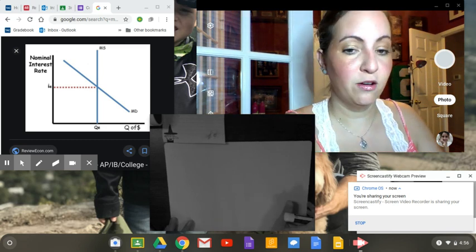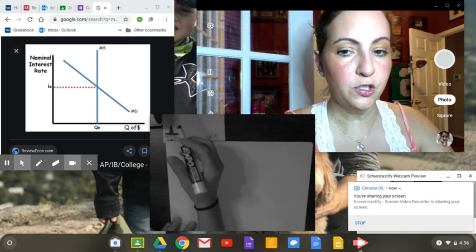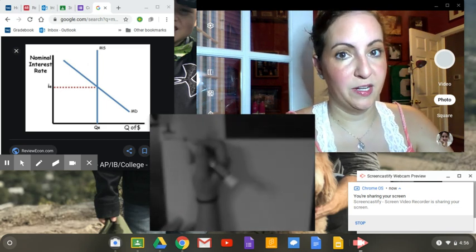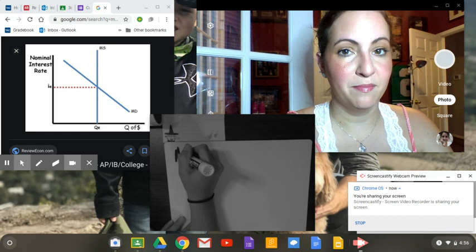And so if you are taking notes and you want to title your note something, you can title it either Money Demand Shifts or Automatic Monetary Policy.